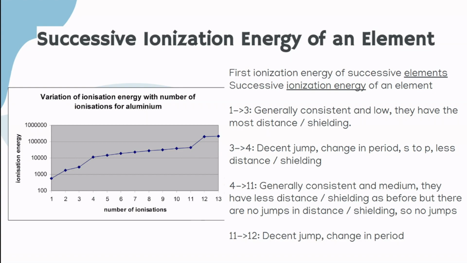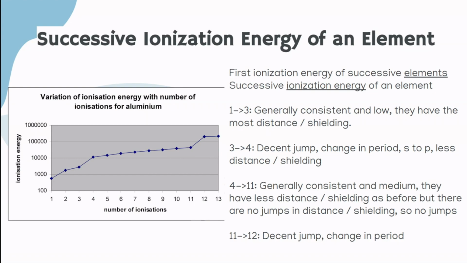Then from 4 to 11, it's consistent and at a medium energy level, I'd say. They have less distance and shielding from the nucleus than before. Well, these electrons had the same shielding, but the previous outer electrons had more shielding. Electrons 1 to 3 had another ring between them and the nucleus, but these ones are the ring that was protecting them previously, so now they are vulnerable, and that's why it takes more energy to remove them.